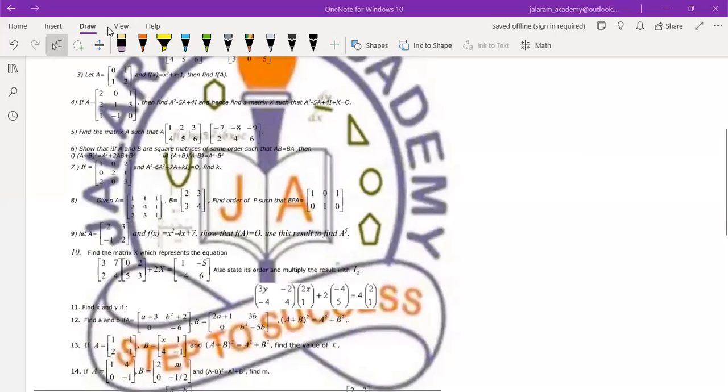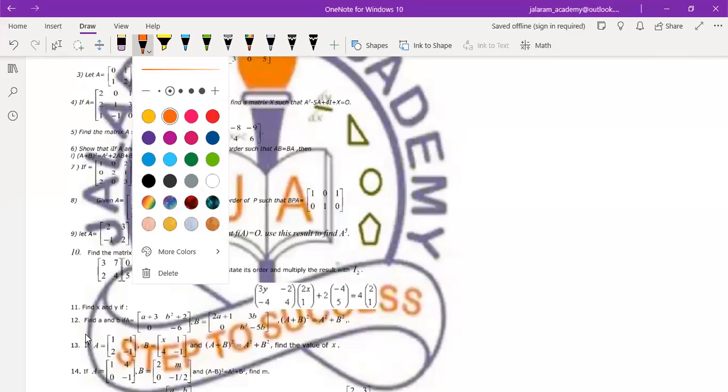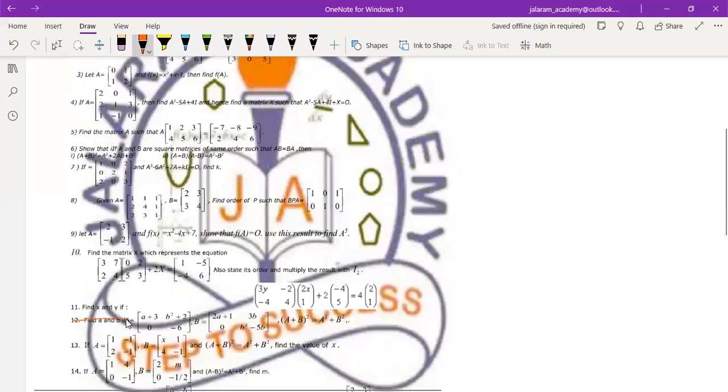Let's discuss some more important doubts from the multiplication of matrices, the very important questions. Question number 12 from our assignment. Find A and B, if A equals to A plus 3, B square plus 2, 0 minus 6. The first matrix A is: first row A plus 3, B square plus 2; second row 0, minus 6.